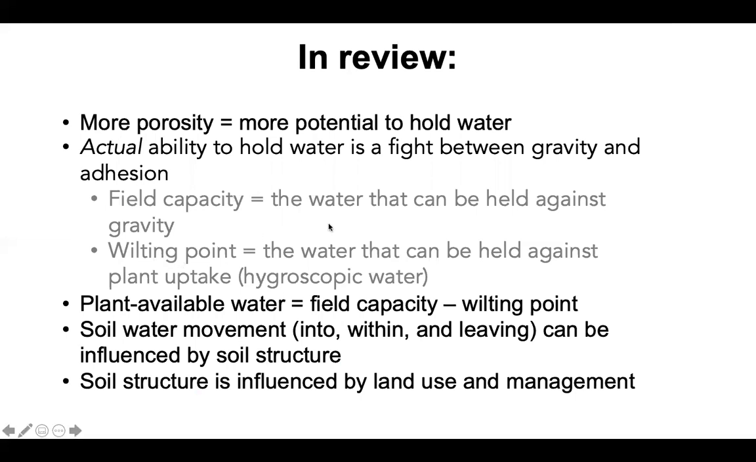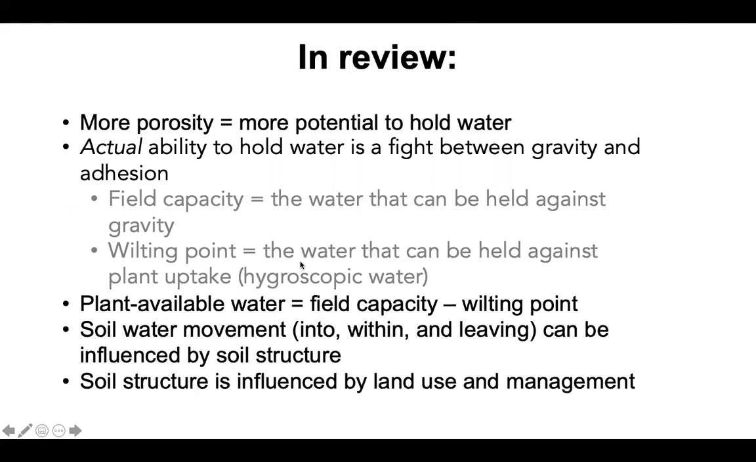So we have field capacity, which is the amount of water that can be held against gravity. This is when gravity and adhesion are at an impasse. This is a specific water content for each soil that varies by soil texture.